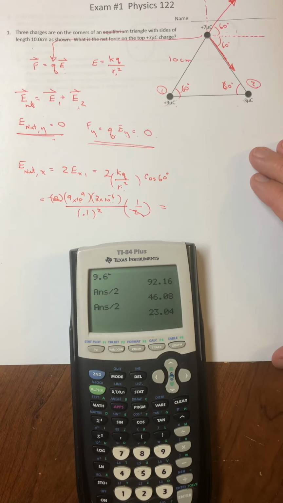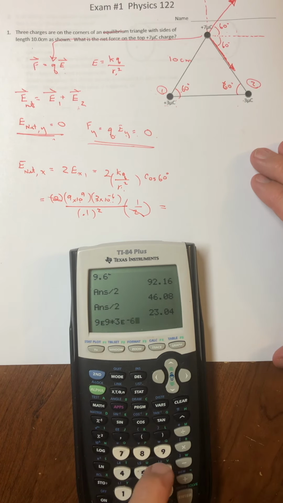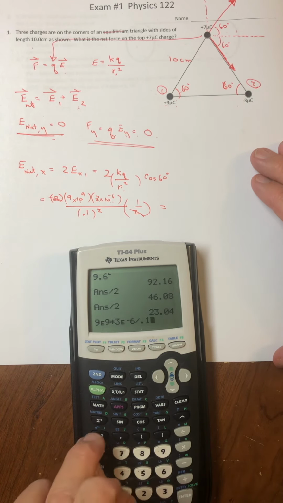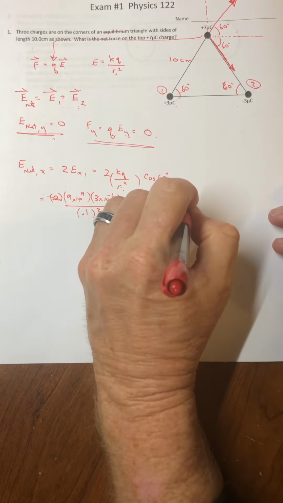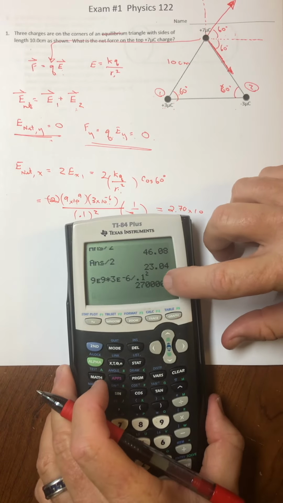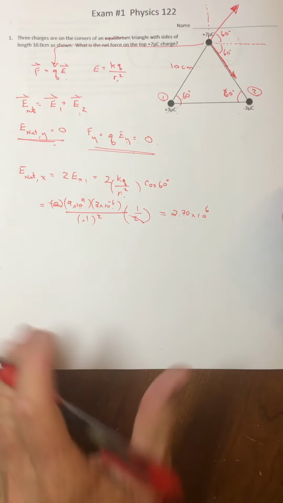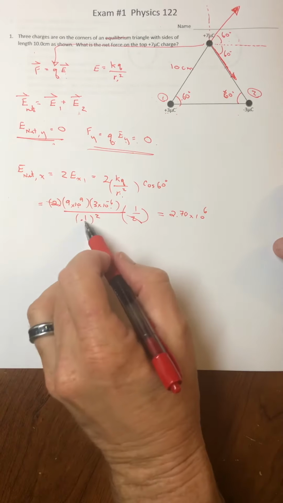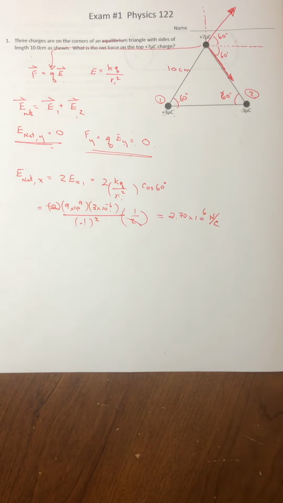So grabbing my calculator, 9 times 10 to the 9th, multiplying it by 3 times 10 to the negative 6, and dividing it by 0.1 squared, comes out to be 2.70 times 10 to the 6. And again, putting in my units as meters and coulombs, this would come out in newtons per coulomb. So there's the value of the electric field.